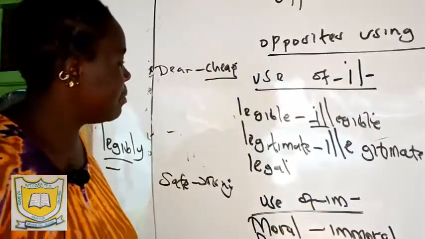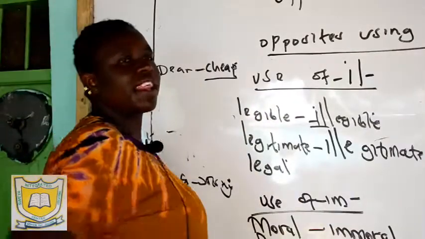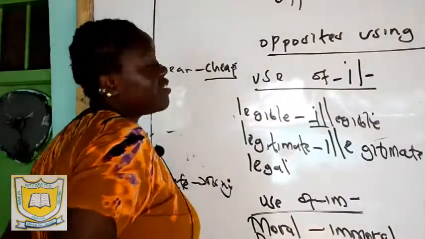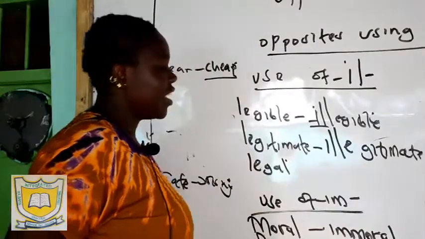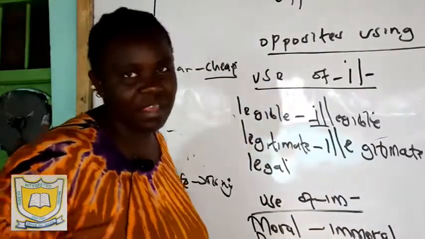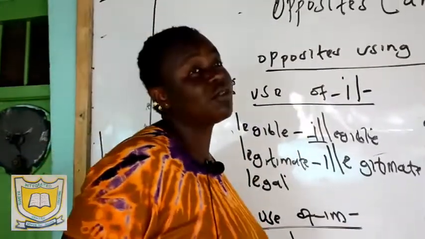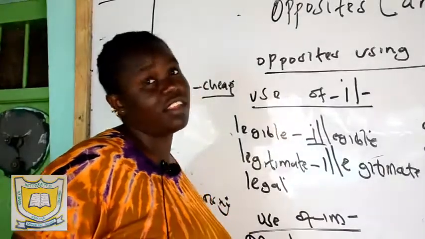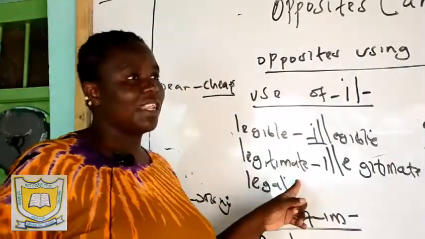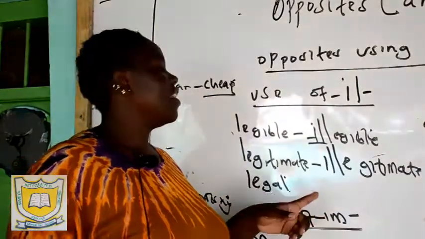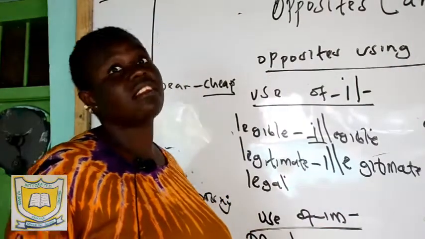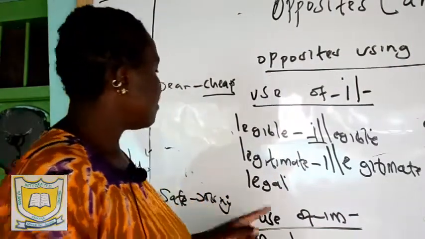Like it is legitimate for all parents to discipline their children. But it is illegitimate for teachers to use canes to beat pupils in school. So we say it is legitimate, and if something is not legitimate, then we say it is illegitimate. Not allowed.